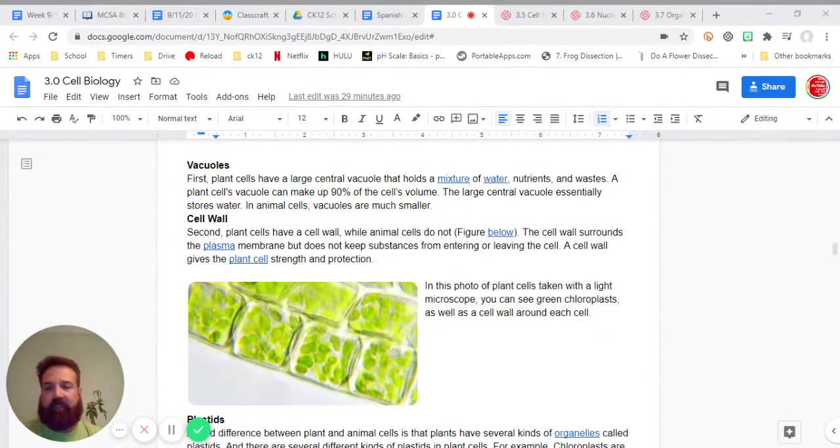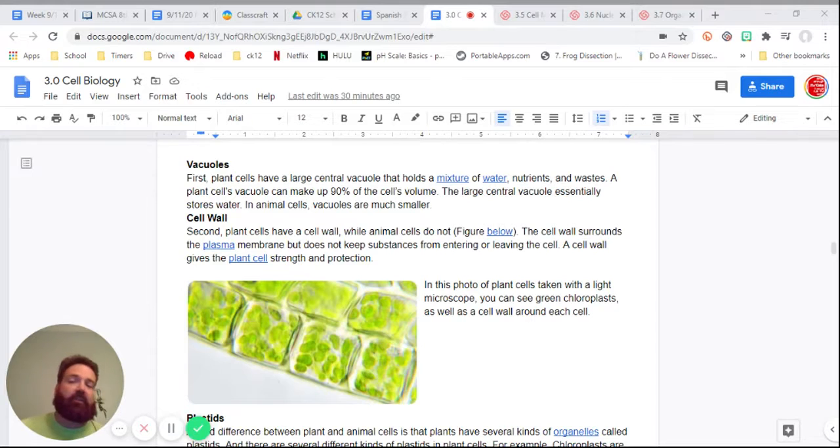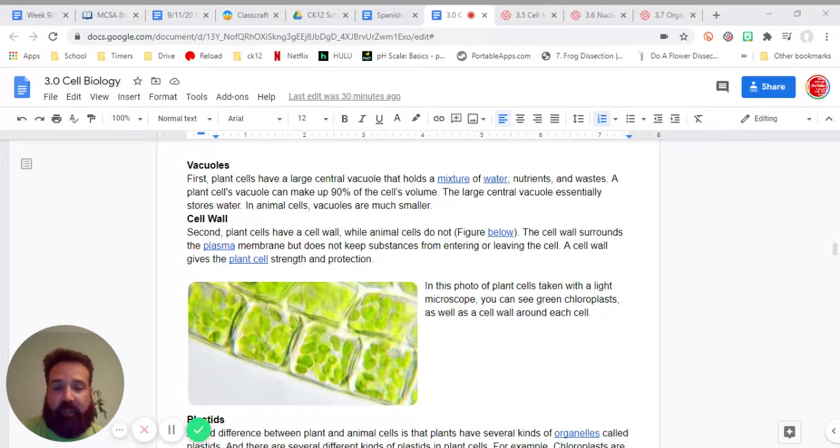Vacuoles. First, plants have a large central vacuole that holds a mixture of water, nutrients, and waste. A plant cell's vacuoles can make up to 90% of the cell's volume. The large central vacuole essentially stores water. In animal cells, vacuoles are much smaller.